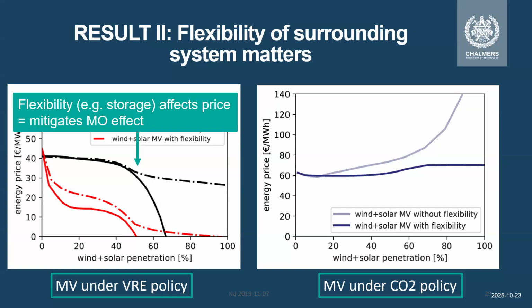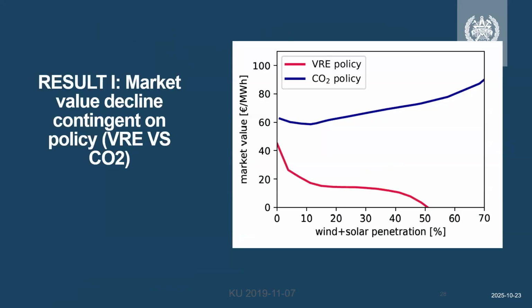There's a question on the previous slide that I'm reading from the online participants. It seems that under the CO2 policy, until around 10 to 15% wind and solar penetration, the market value still decreases. After that, it starts increasing. Right, so that first 10% there, I remember us talking about this, but I can't remember why that happened. In my mind, it shouldn't happen.